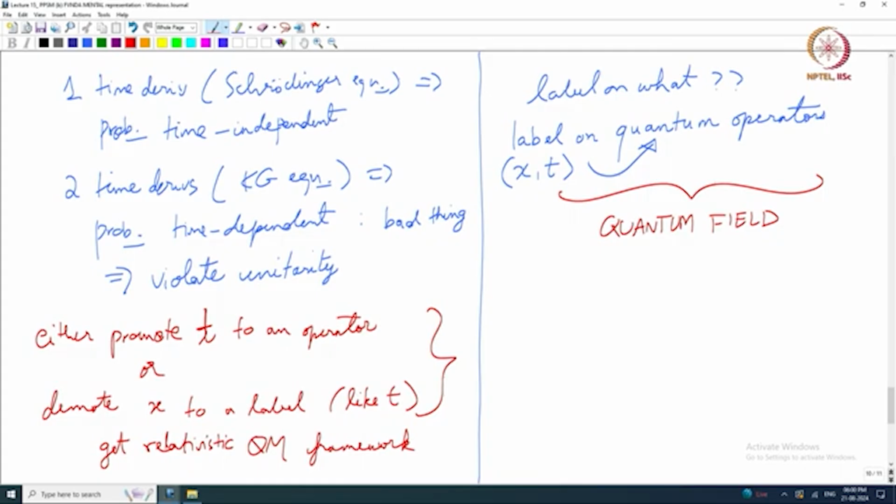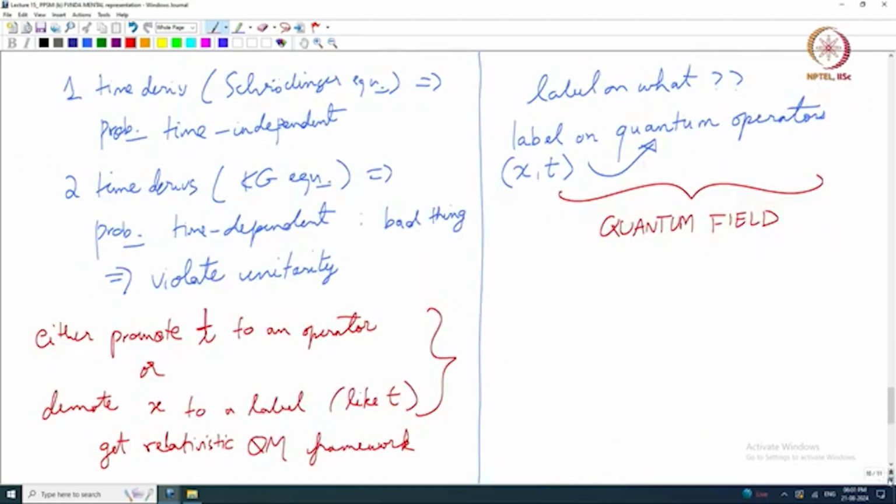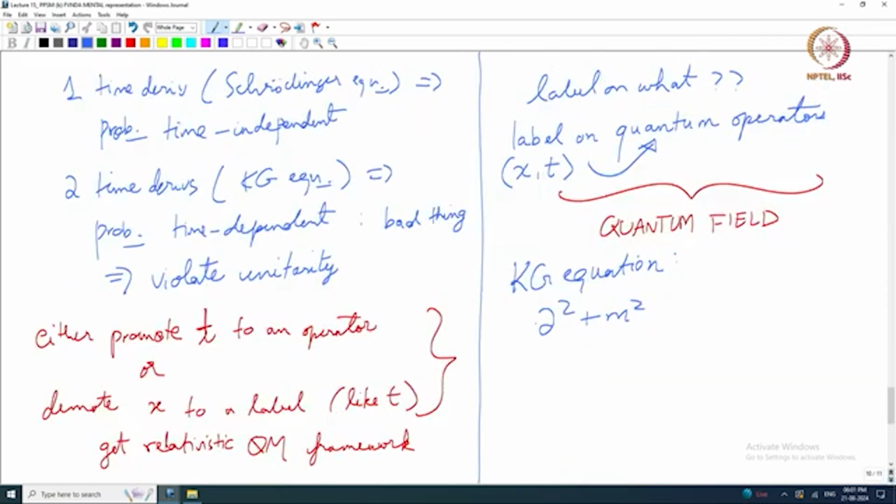So I am going to wrap up this lecture with a slight introduction to natural units. What I am going to do is simply rewrite the Klein-Gordon equation in this form, as just del squared plus m squared. Notice that I have gotten rid of c and h. How did I do that? I did not set c equal to h. Well, in a sense I did.